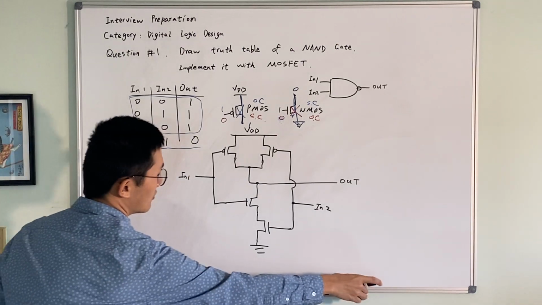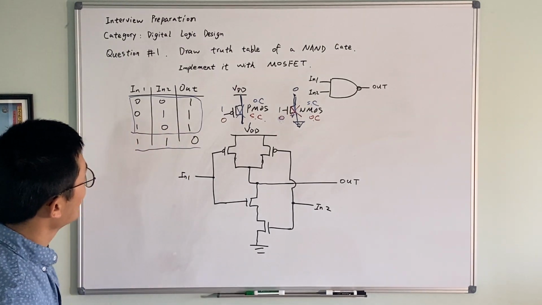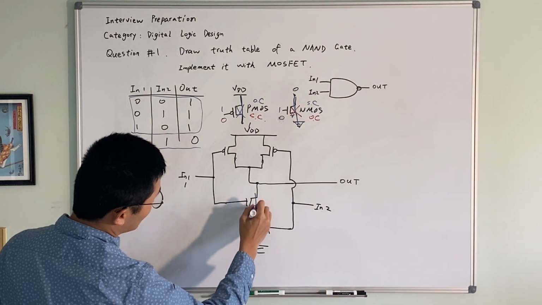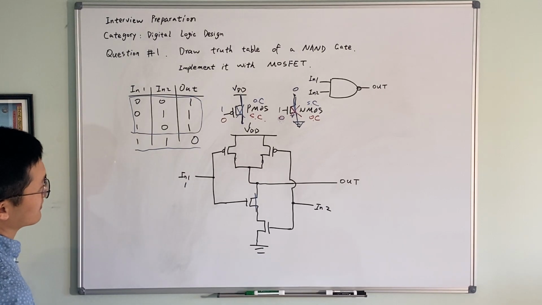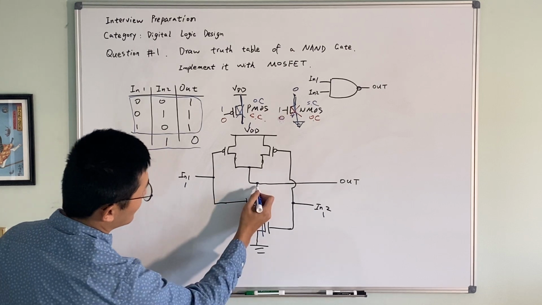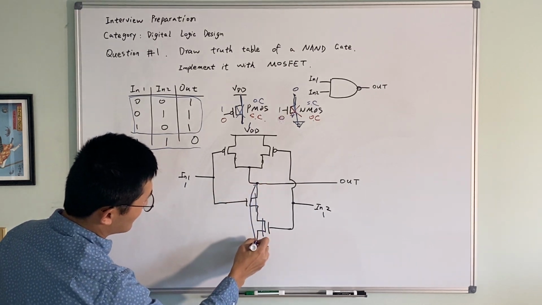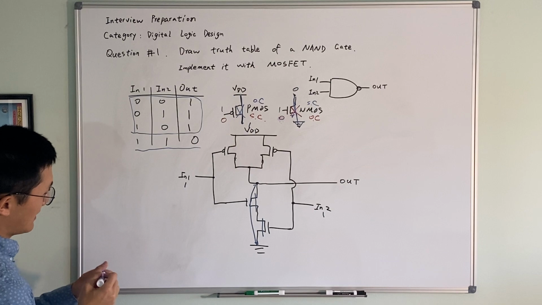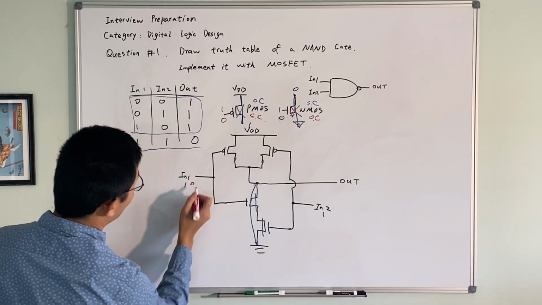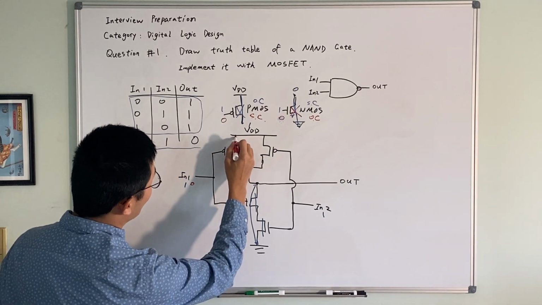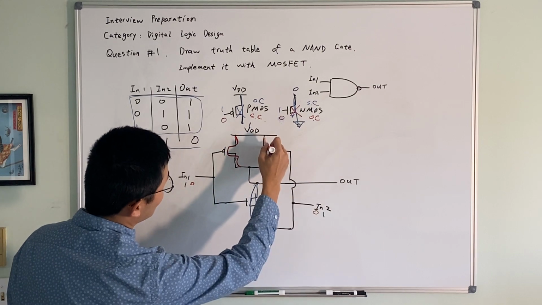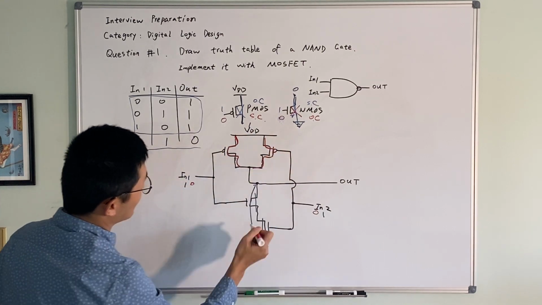So you see, when the input is a 1 here, this pull-down network is active. And when the input is 1 here, this pull-down network is active. So the Vout gets pulled down to 0. And when you have a 0 here, then this pull-up network is active. And when you have a 0 here, this pull-up network gets active.